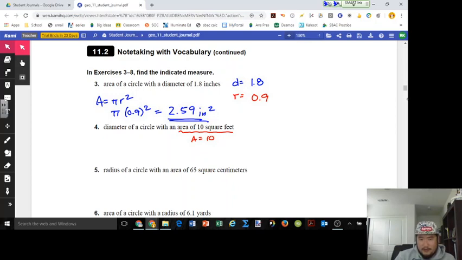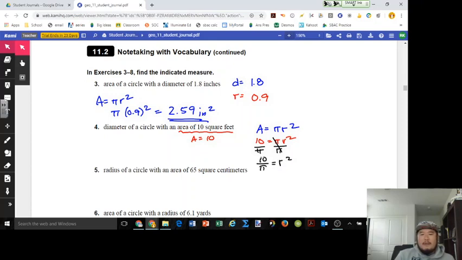Because in our equation for area of a circle, area is equal to pi r squared. So what I could do is go ahead and substitute in right here 10 for my area, and then figure out what r is. You want to go ahead next, divide both sides by pi, and we're left with r squared is equal to 10 over pi.